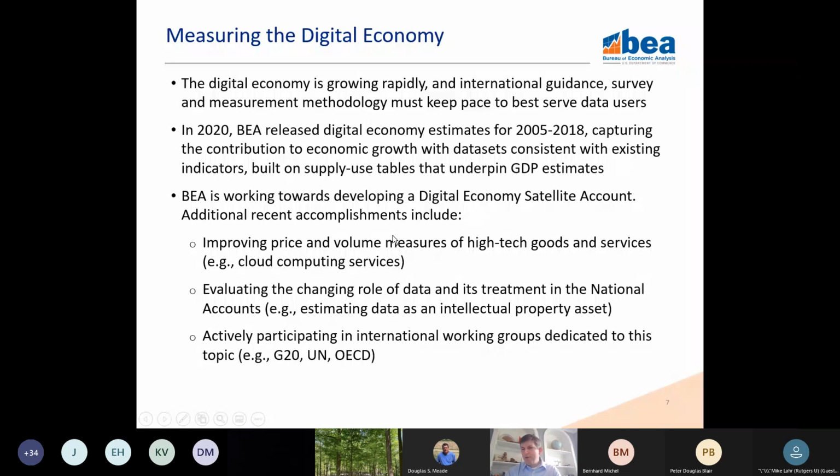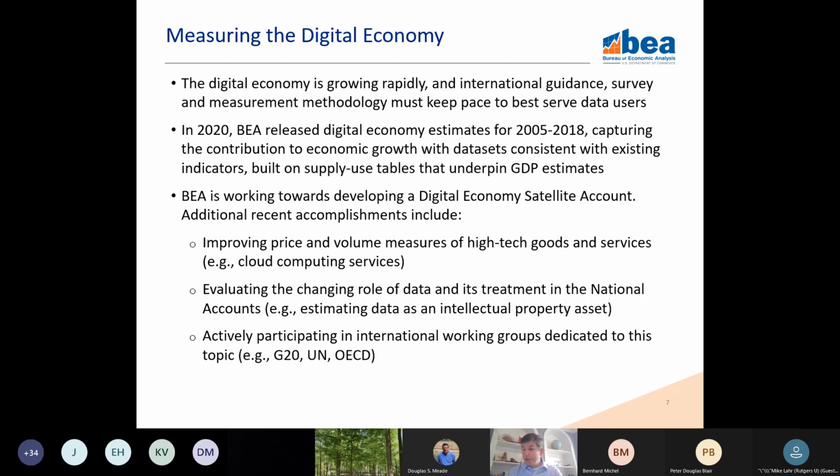And so now, with some background on how these accounts come together, I'll talk a little bit about 3 specific satellite accounts that we're currently working on and developing. First is the digital economy. For obvious reasons, there's a lot of interest in how the digital economy fits into the broader economic picture. BEA released preliminary results on the digital economy last year, covering the period 2005 to 2018.